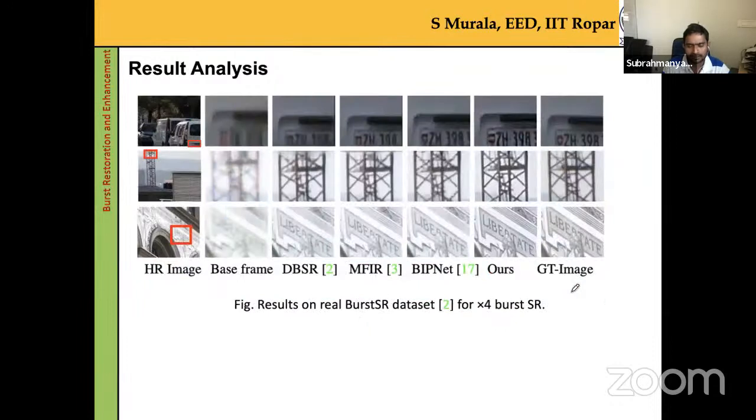Similarly, this is the BurstSR dataset, considered a super resolution dataset for 4x application. This is the image in raw fashion, this is the HR image after downsampling the base frame, and then these are all upsampled by the existing methods, up to this point. This is our method, and this is the ground truth. From this you can see our method performs better than the other existing methods.